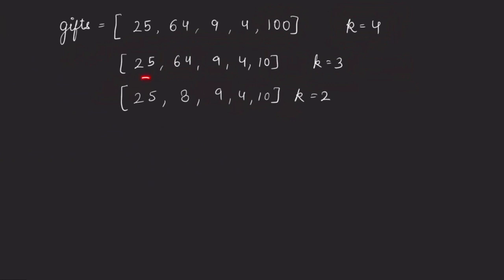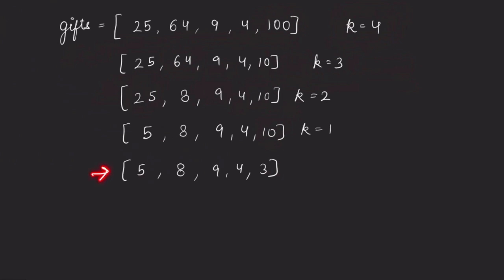Then which is the maximum element? 25, and the square root of 25 is 5. So it will be replaced with 5, giving 5, 8, 9, 4, 10. The number of operations left is 1. Now the maximum element is 10. The square root of 10 will be 3 point something, right? Since we are taking the floor, it will become 3. So the array will be 5, 8, 9, 4, 3, and we are done with all of the operations.